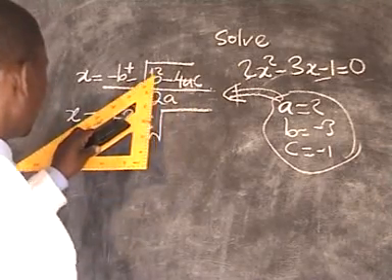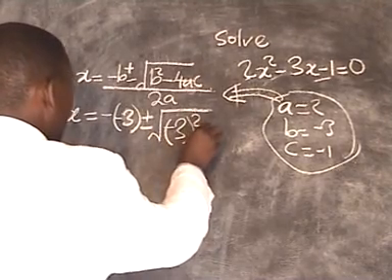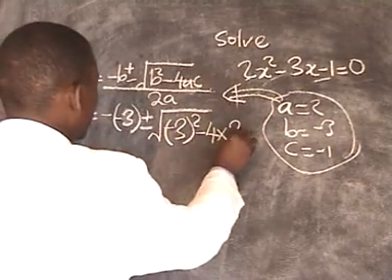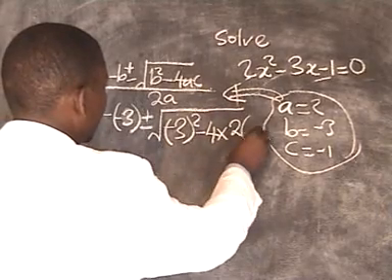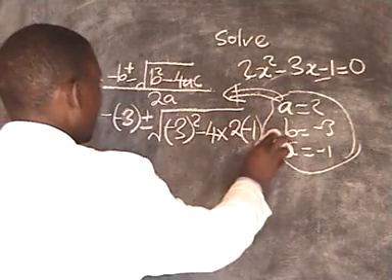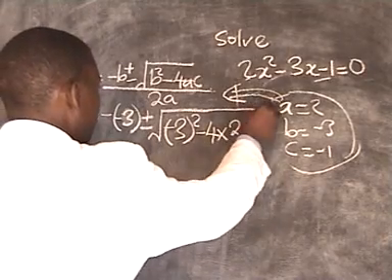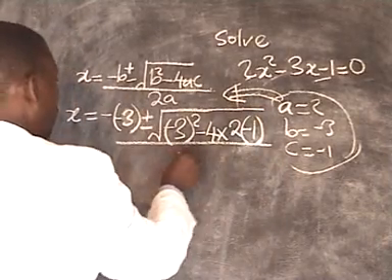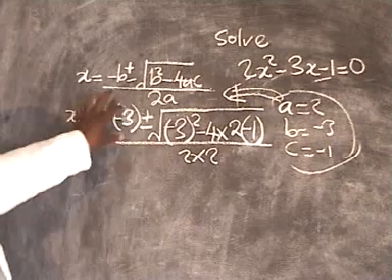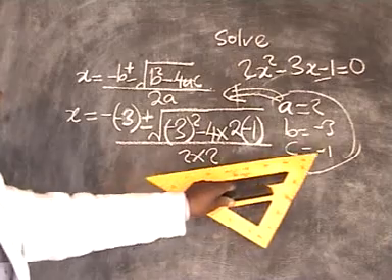Inside the square root, we have b squared. So you better write negative 3 in brackets squared like that, then minus 4 multiplied by a. What is a? A is 2, whereas c is negative 1. I'm sure that is seen. C is negative 1 like that in brackets. So without wasting much of your time, this is over 2 multiplied by a. A is 2. Then as you can see, upon substituting in this formula, a equals 2, b equals negative 3 and c equals negative 1.